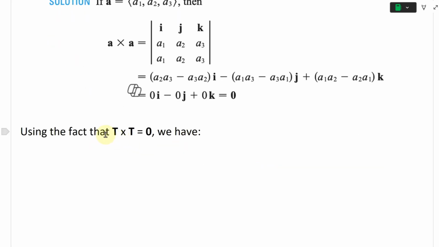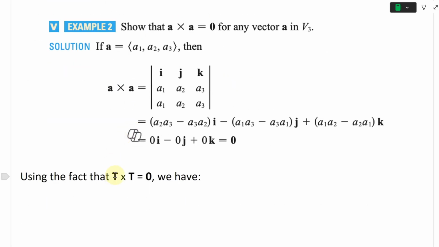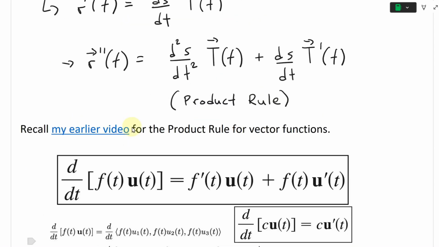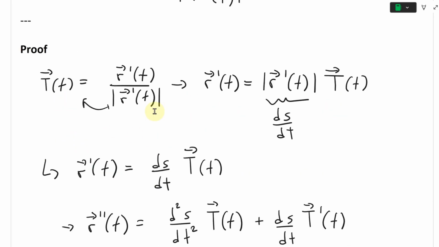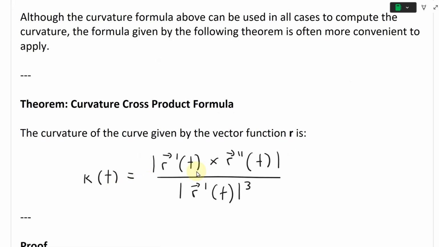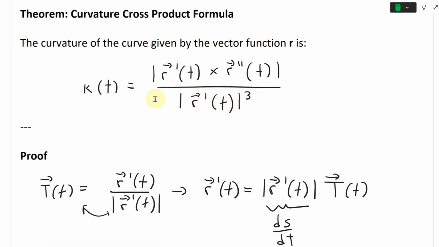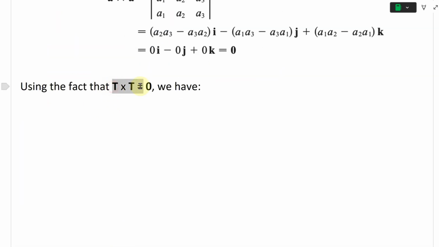All right, now we're going to use this. Using the fact that T cross T, the unit vector crossed with itself, is equal to 0, we have the first derivative and the second derivative, and now we're going to cross those together, because we're going to prove this right here. We're going to cross those and then show that the bottom is going to be the cubed length. So we're going to cross this and see what we get, using the fact that a vector crossed with itself equals 0. So we're going to go r prime cross r double prime. Let's write out the first one.